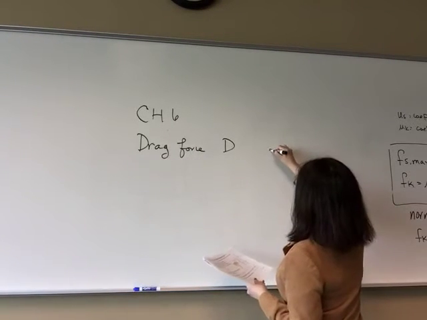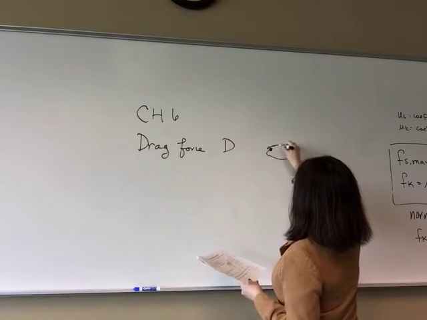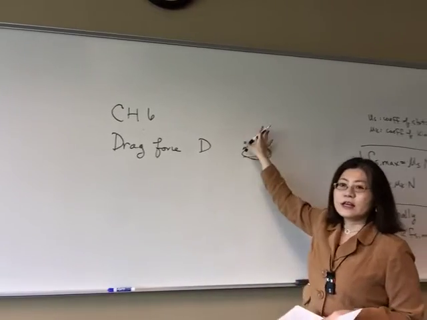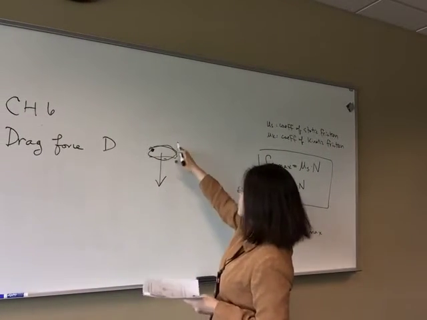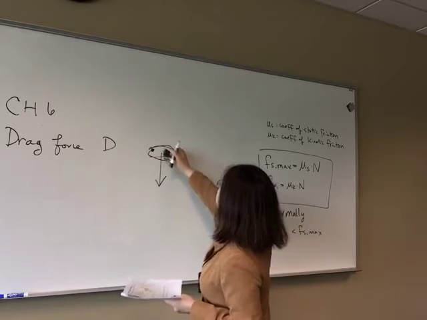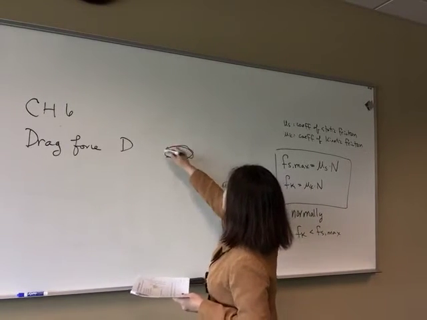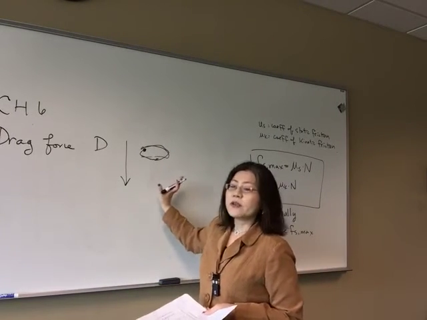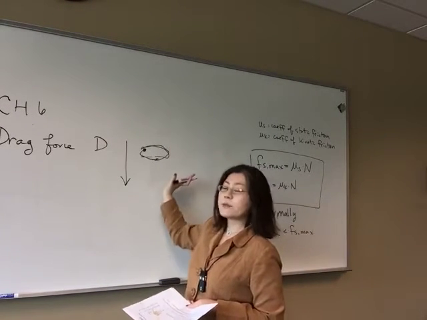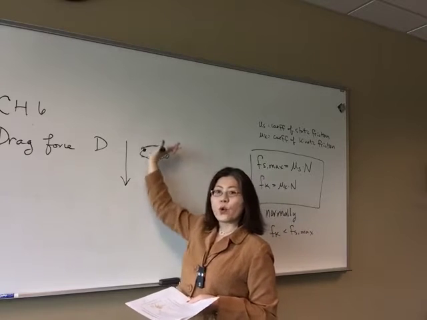Let's say you have an object, and it is in air. When it moves downwards, when it's moving down, the air relatively is moving up. So the air basically provides a drag force to oppose that.